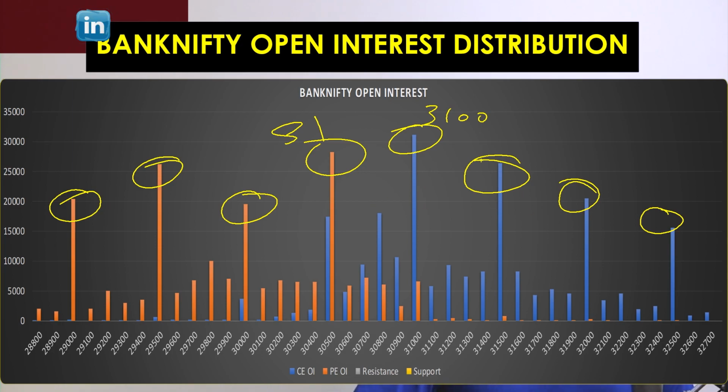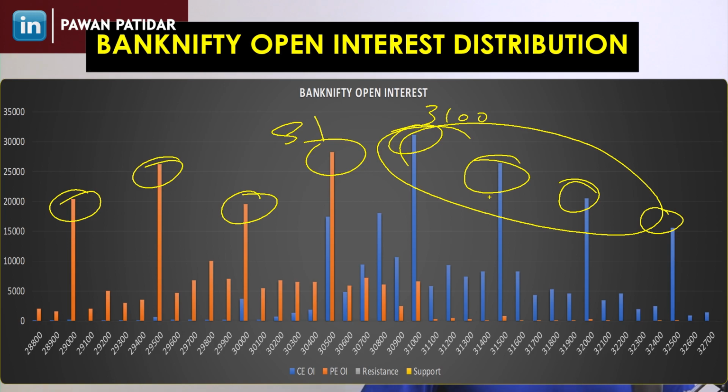If you see here, more open interest is building up, meaning more people are selling the call which is out of the money. So it means they are thinking that Bank Nifty will go down. That's why they are selling. Nobody will sell the call if they know the market is going to go up, because there is unlimited risk involved whenever you sell options.